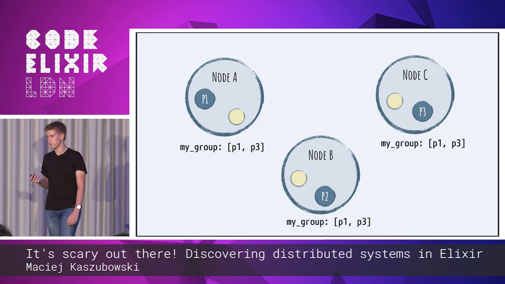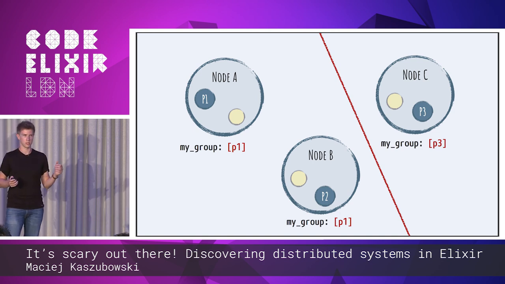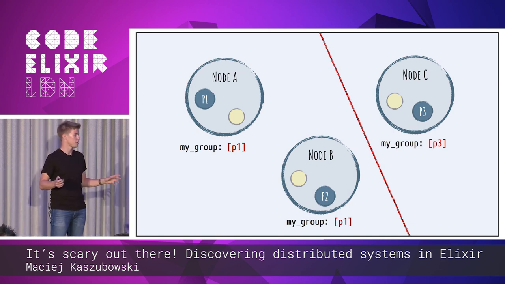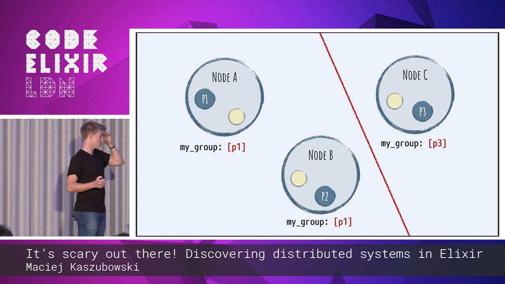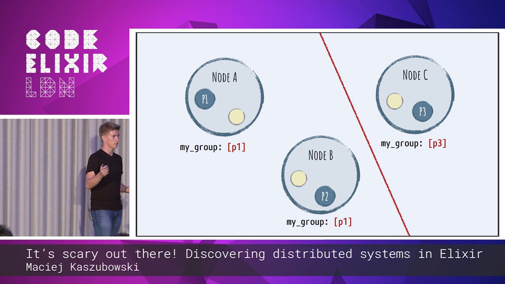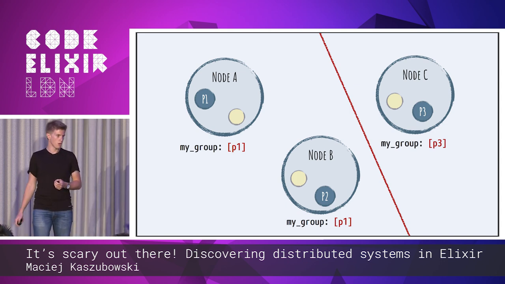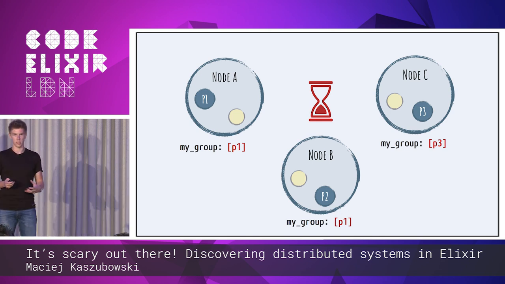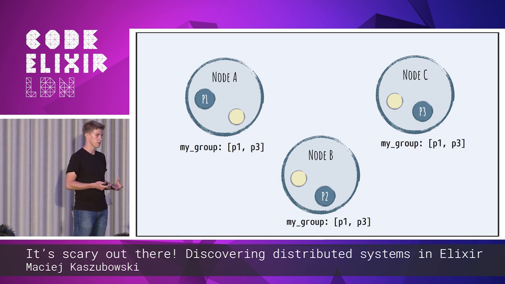What happens during the partition is that because you have monitors, the nodes detect that the process is down and remove the process from the group. And you now have an inconsistent state in these process groups, because on the left side of the partition, the nodes see that in the group there's process P1. On the right side of the partition, we can see that in the group there's only P3. Of course, after some time, the network can heal and the nodes can be reconnected, and it will work again, and all the information will be merged.